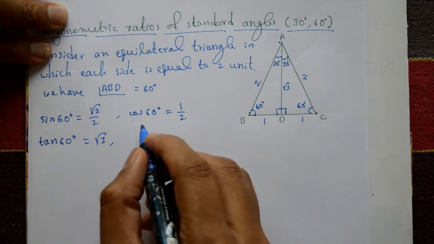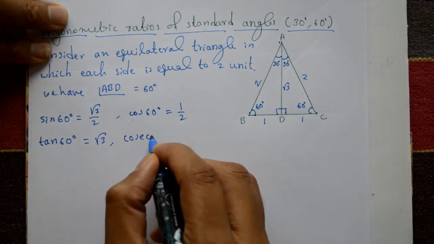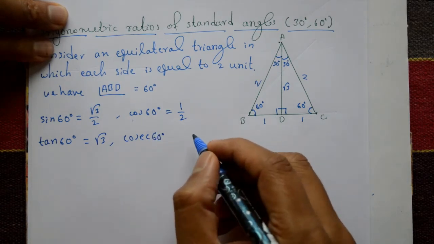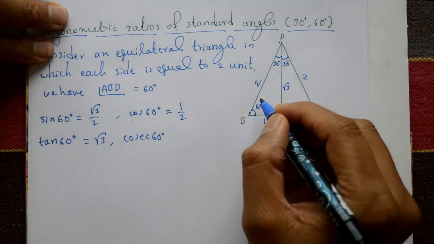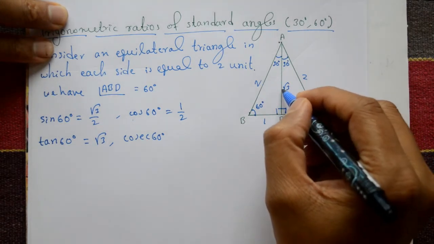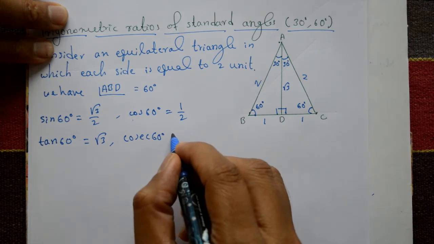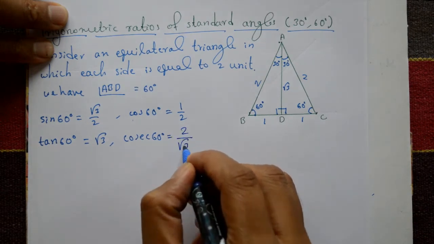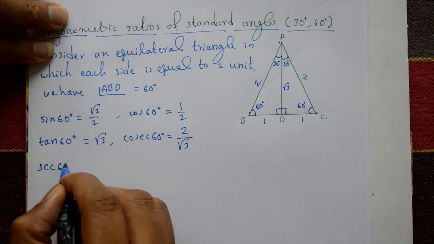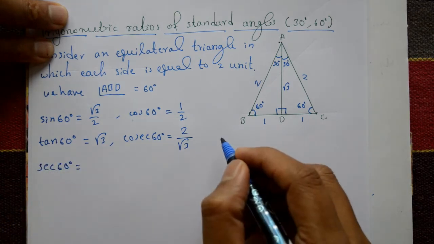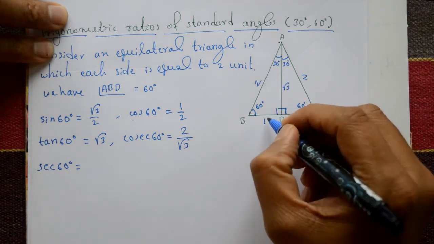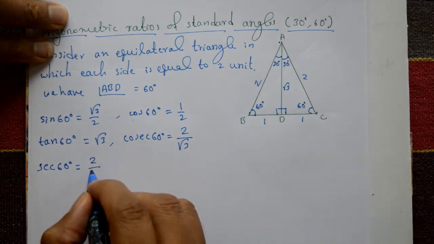Next is cosec 60 degree. Cosec means 1 by sine, or cosec is hypotenuse divided by opposite side, that is 2 by root 3. Next is secant 60 degree. Secant 60 degree is hypotenuse upon adjacent side, 2 by 1, 2 only.